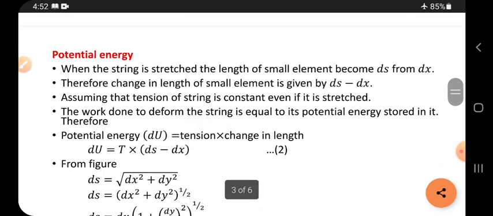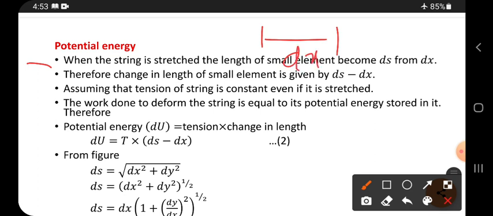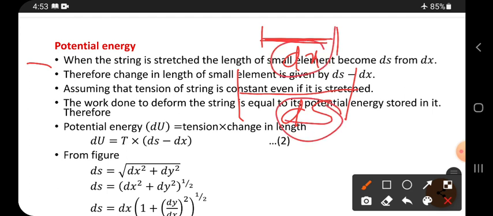And next, potential energy. When the string is stretched, the length of the small element becomes ds from dx. So what is the length ds from dx? In the beginning, let its distance be dx. Now I am stretching this string, and let its length increase. Let me take the increased length as ds. It is the increased length, dx is the initial length, so ds must be greater than dx.